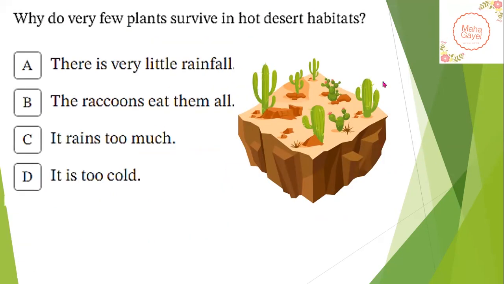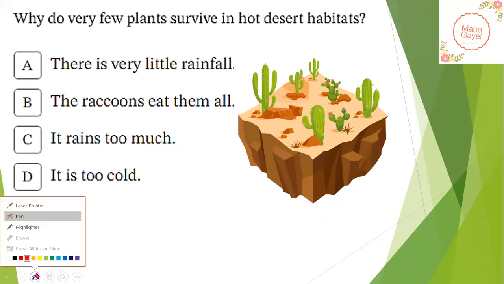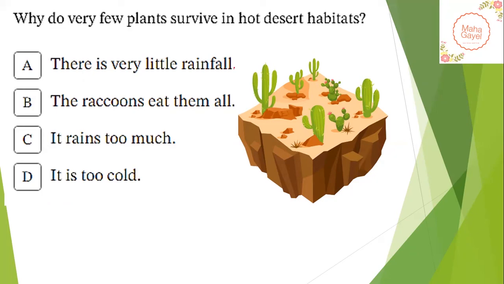Let's see this one. Why do very few plants survive in hot desert habitats? Why in the desert habitat is there no biodiversity, or a large number of plants there? Okay, let's see why. There is very little rainfall. Yes. The raccoons eat them all? Of course not, because the raccoons live in the woodlands. Okay, it rains too much in the desert? Of course not. It is too cold in the desert? No. So the first one is the correct one.